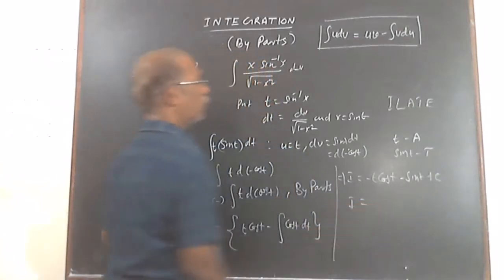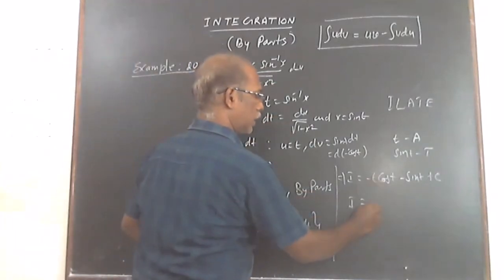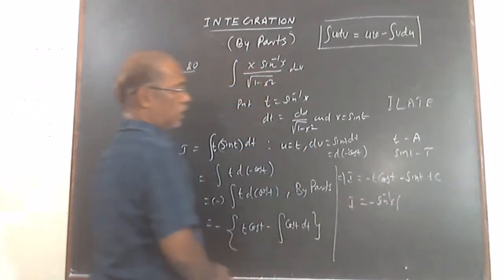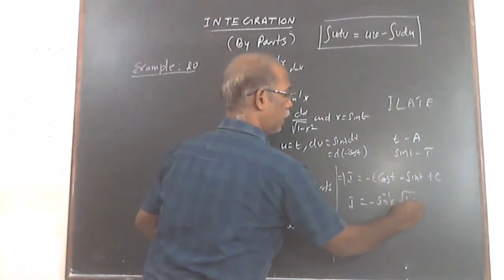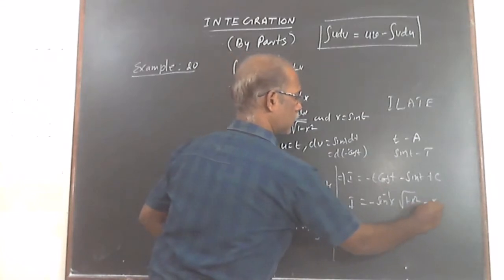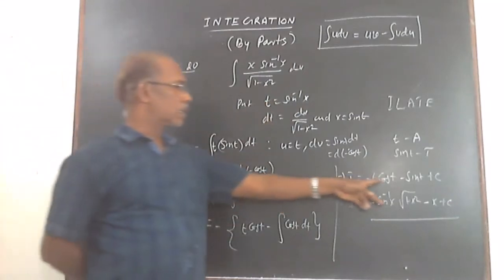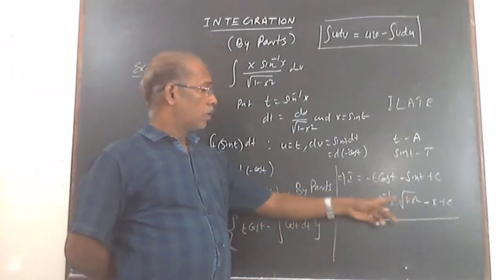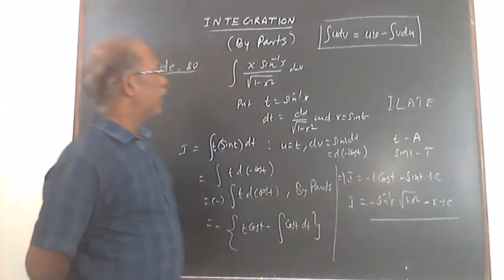And the final answer, what is t actually? t equals sine inverse of x. So sin t equals x, and cos t equals root of 1 minus sine square t, which is root of 1 minus x square, and t equals sine inverse of x. So this is the final answer, with the integral constant.